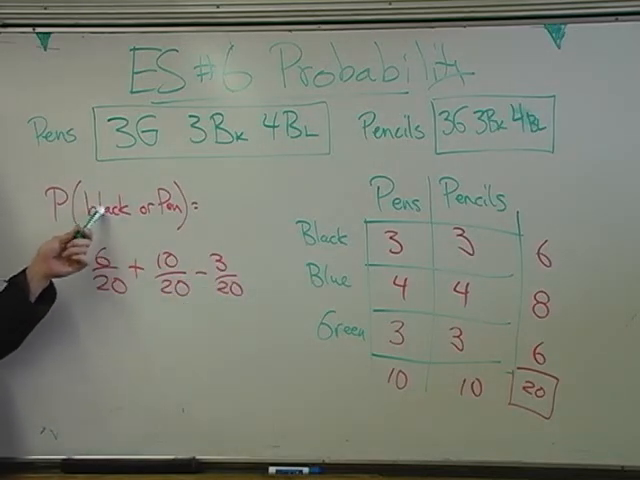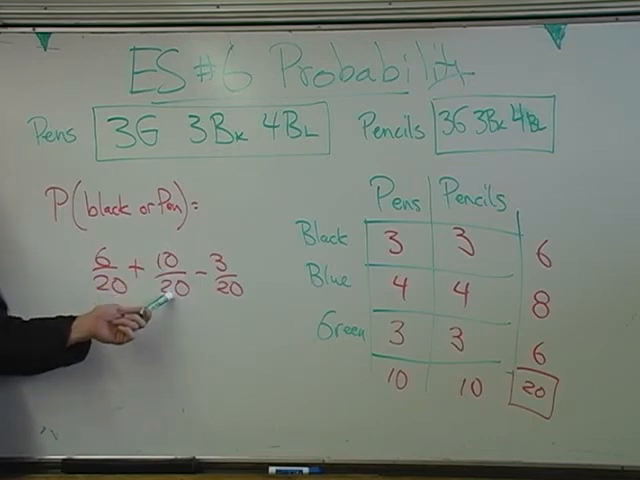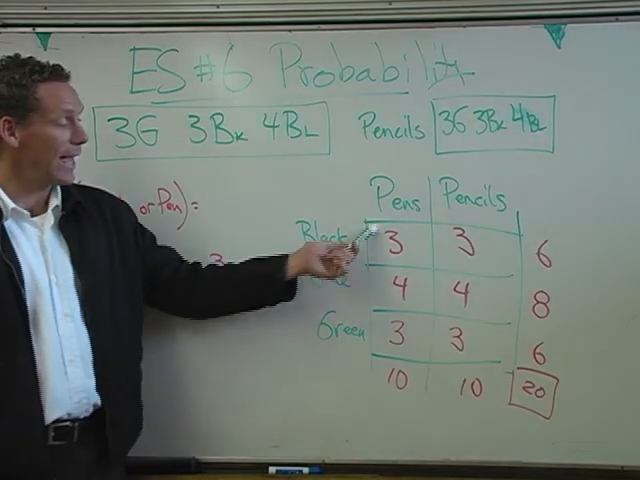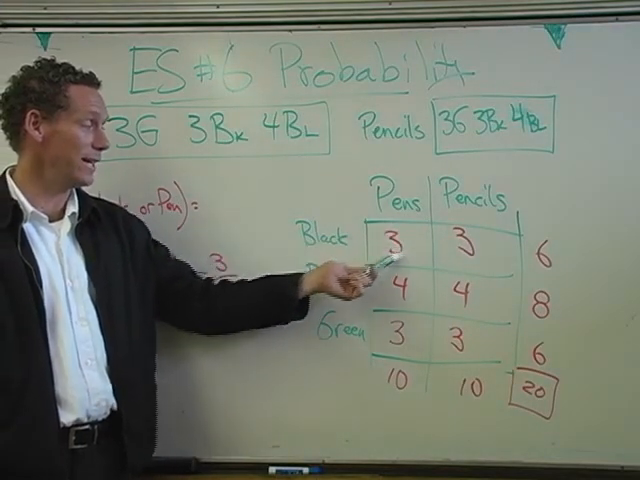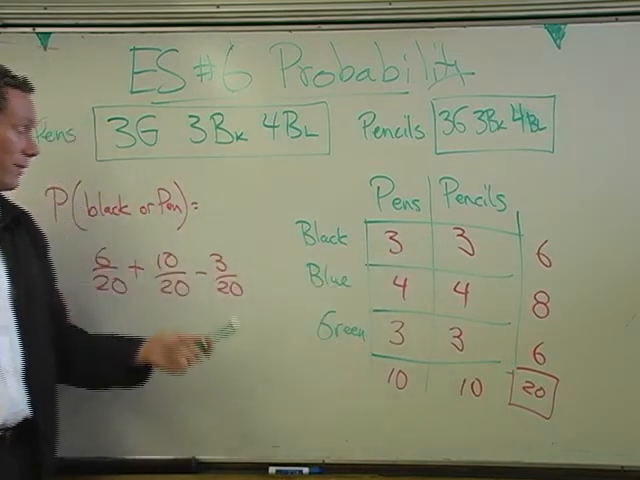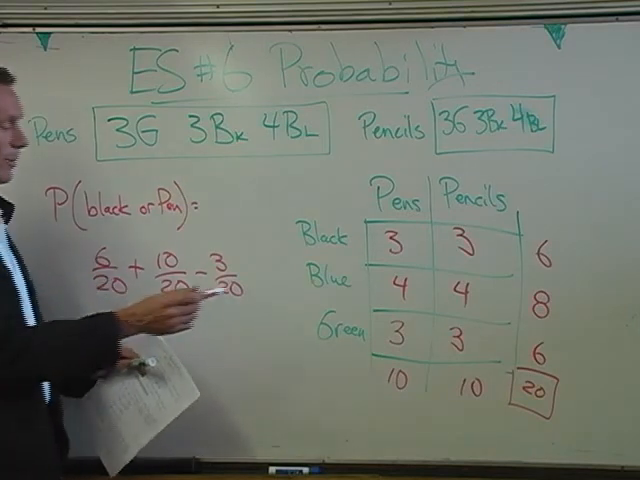The probability of picking something black out of the drawer is 6 out of 20. The probability of picking a pen out of the drawer is 10 out of 20. But you can't count these twice. Okay, so the overlap is right here, the black pens, and there are 3 of them, so we subtract the overlap. The other way to think about this is, I'm going to mess up my table here, but I'm going to write on it.